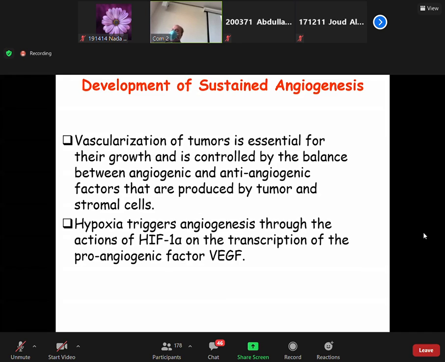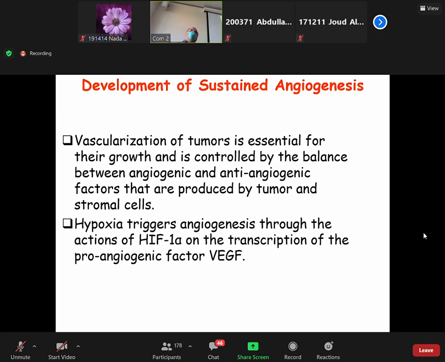Development of sustained angiogenesis. As I mentioned to you, this tumor mass is growing. Areas within the tumor mass are going to undergo hypoxia. Those areas are going to have increased expression of the hypoxia-inducible factor, HIF-1 alpha. This HIF-1 alpha is going to recruit the VEGF, and VEGF will take care of business by inviting endothelial cells and also stromal cells to build these neoangiogenesis vessels.